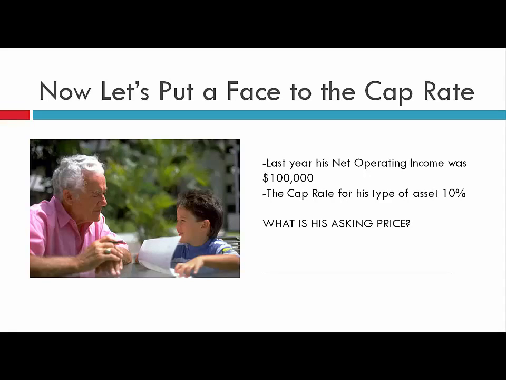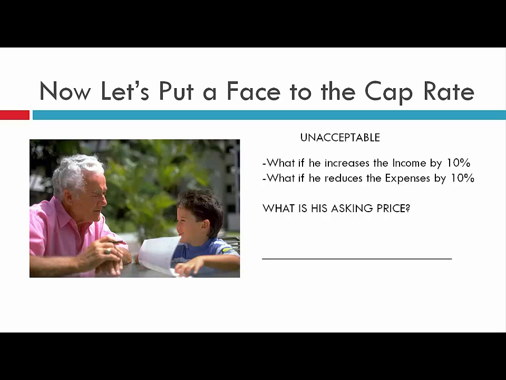So he goes back with the NOI. The broker sits down. Broker knows right away. He looks at the market, though, and he says, okay, this type of asset right now is trading in the marketplace at a 10 cap. So if we already know the NOI and we know the cap rate, what should the asking price be based upon the formula? $1 million. So the broker goes back to Grandpa and says, okay, we can sell your property for $1 million. That's what it's worth. And Grandpa hits the roof.